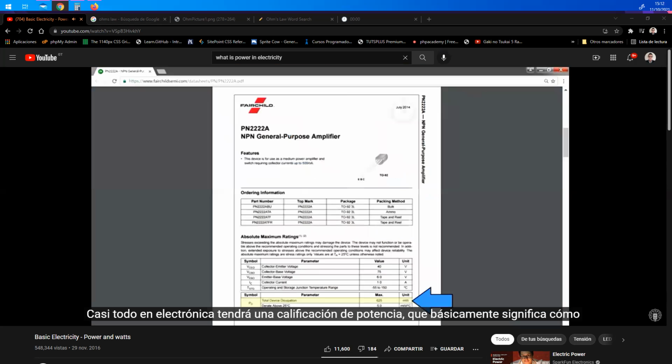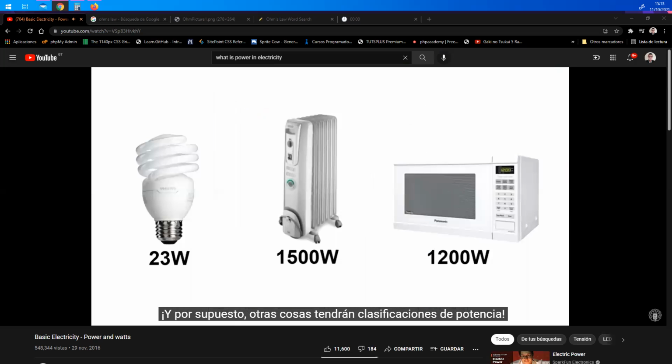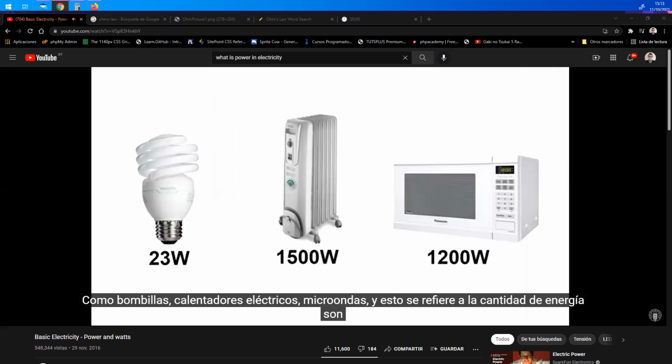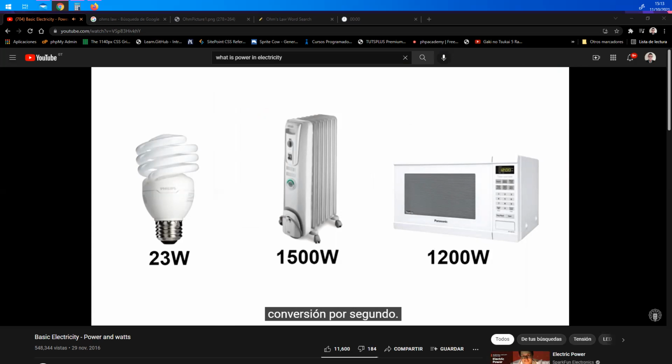Nearly everything in electronics will have a power rating, which basically means how much power can it handle before it goes up in smoke. As you learn more about electronics, you'll find that things like diodes and transistors will all have their power ratings listed in a datasheet. And of course, other things will have power ratings, like light bulbs, electric heaters, microwaves, and this refers to how much energy they're converting per second.